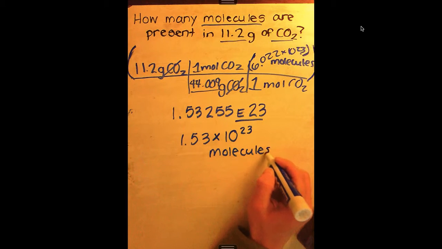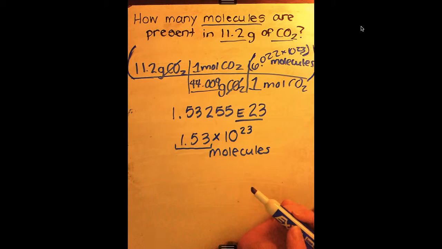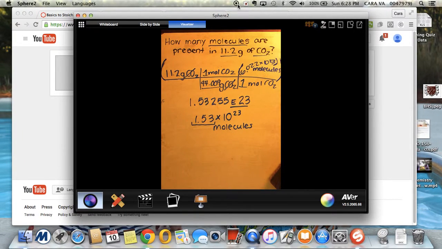Notice that what I was given in the original was 3 significant figures, and here I also have 3 significant figures. So my final answer would be 1.53 times 10 to the 23rd molecules. And you all really struggled with knowing when to use that value, and I'm telling you, the only time you're going to use that value is when you see the word molecules or atoms.